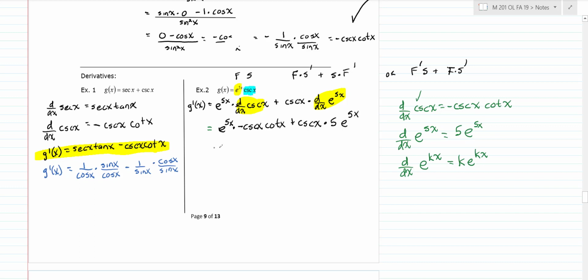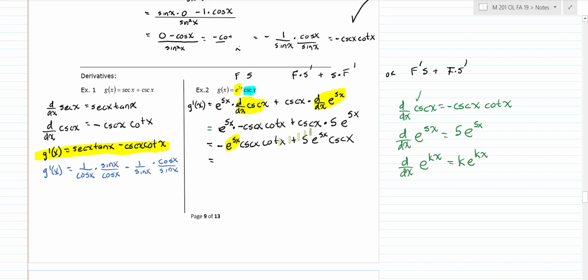Now, we do have some simplifying here. We have some factoring we can do. I'm just going to clean this up a little bit. Put my negative in front and write this as negative e to the 5x cosecant x cotangent x plus 5e to the 5x cosecant x. And then I'm going to factor. You want to develop the habit of factoring.